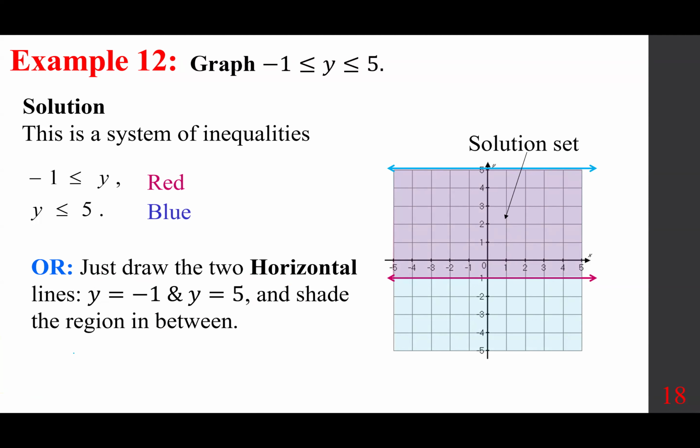So I'm going to write y equals 5 here, y equals -1 here, and it means just in between. So again, the point is, can we go this route? Yeah, but it's the fastest way.